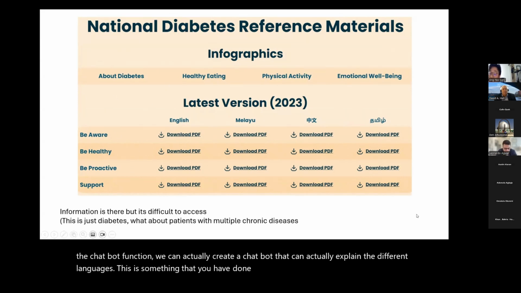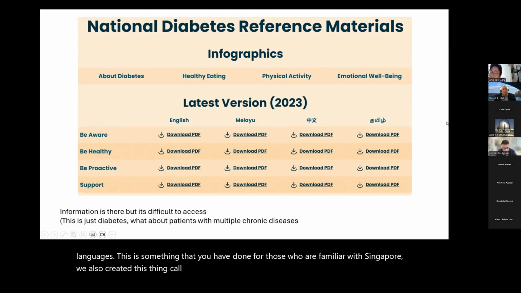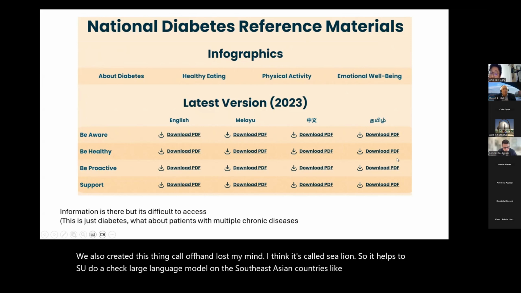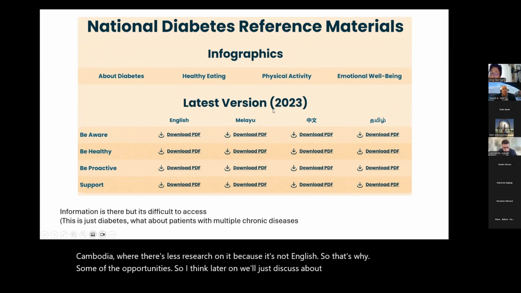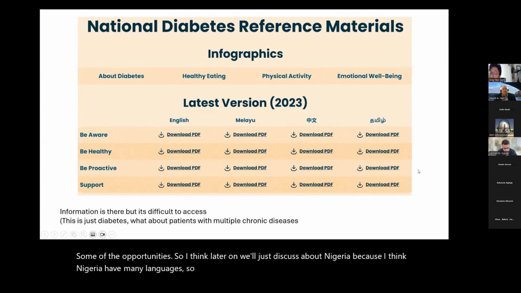For those who are familiar with Singapore, we also created something called, I think it's called Sea Lion. It helps to build a large language model for Southeast Asian countries like Vietnam and Cambodia, where there's less research because the languages are not English. So that's some of the opportunity. Later we'll discuss Nigeria, because I think Nigeria has many languages. We can also discuss whether you can use a chatbot to help summarize in different languages.